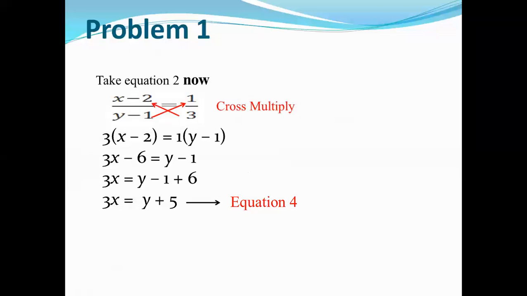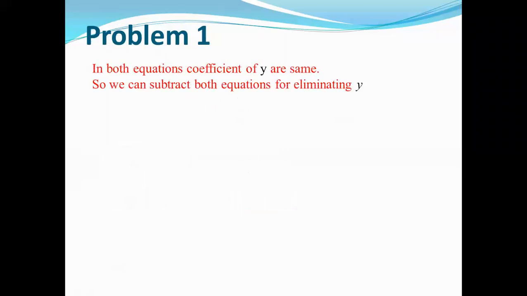Now you can see our first and second equations have been changed into equations number 3 and 4 when we have removed their fractional values. Now we will apply the elimination method to find the value of one unknown. In both equations 3 and 4, you have noticed the coefficients of y are the same. So when the coefficients of y are the same, they also have the same sign. So we are going to subtract them to eliminate y.